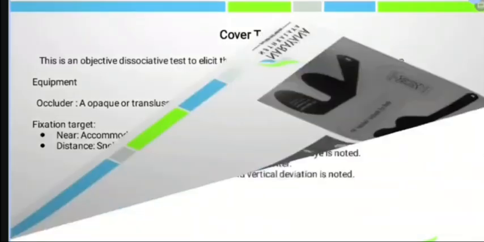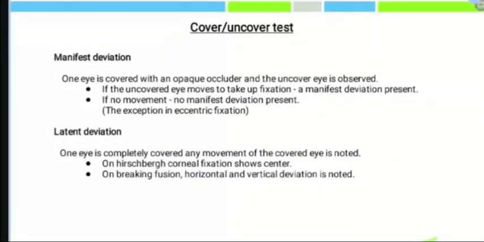So how can we perform it? In case of manifest deviation, as we already know, one eye will be deviated outside, and without any test, we can see that the patient has some deviation from the center, from the ortho. In that case, you have to use an opaque or a translucent occluder, occlude one eye, and you have to see the uncovered eye. That is, you cover one eye and you see the uncovered eye. This is way more important.